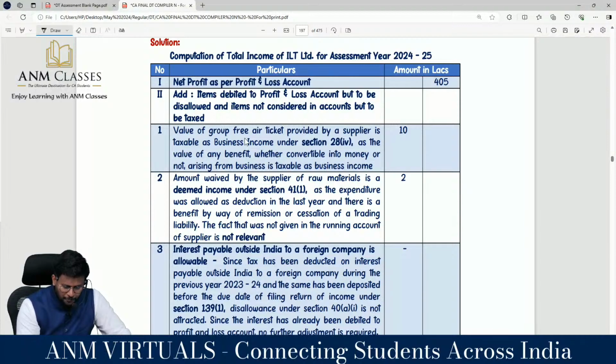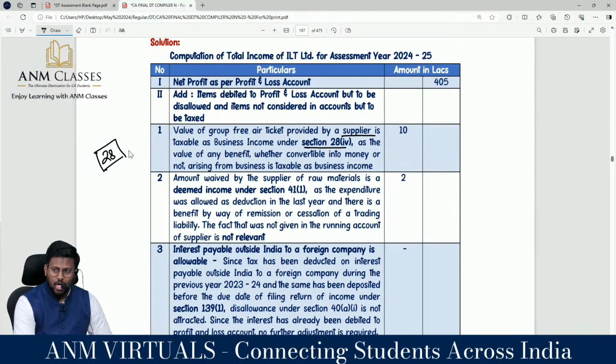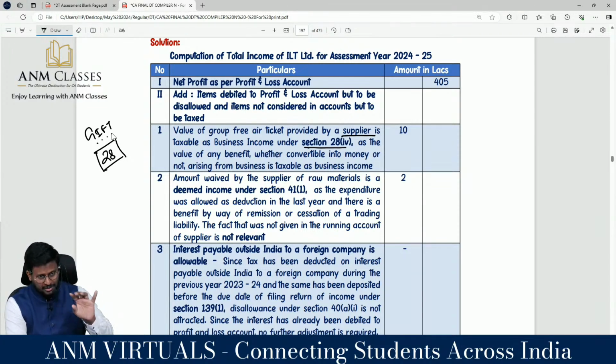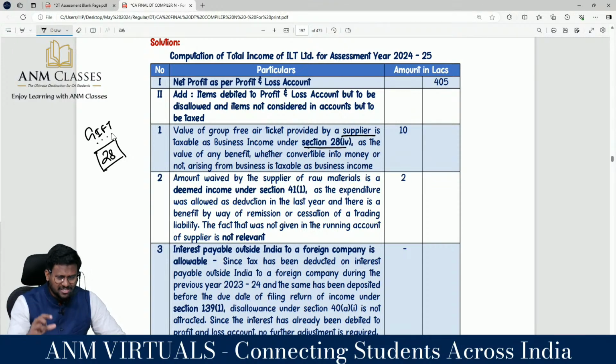Sir, the value of group free air ticket provided by a supplier is taxable as business income under section 28 clause 4. Section 28 is the charging section of PGBP. Clause 4 is talking about gift. G-I-F-T, gift. How many letters? 4 letters. That is why it is clause 4. I have explained in the class. Any gift or perquisite received in the course of business or profession should be taxable as PGBP income. So charging section 28 clause 4 specifically says that if you are getting any gift in the course of business or profession, then it should be taxable as PGBP income.